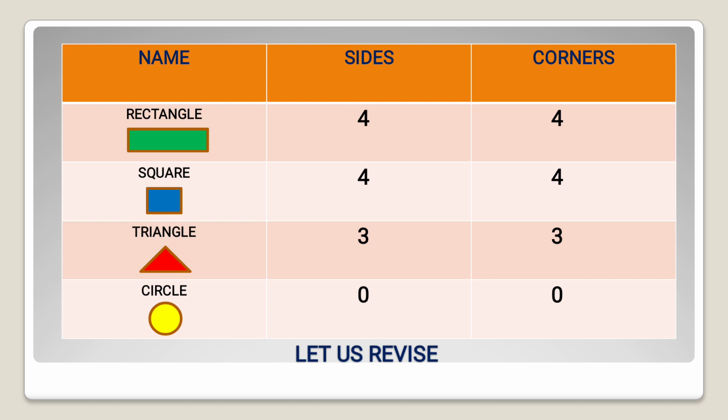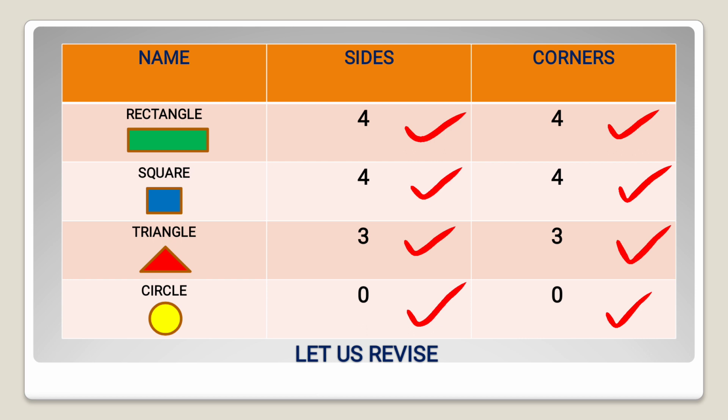So now let us have a summary of all these shapes. Let us revise. So name of the shape is rectangle. So the rectangle has 4 sides and 4 corners. A square has also 4 sides and 4 corners. In a triangle, there are 3 sides and 3 corners. In a circle, there are 0 sides and 0 corners.